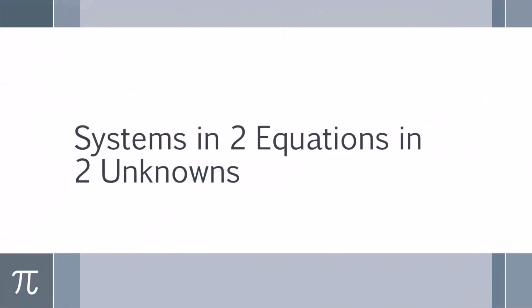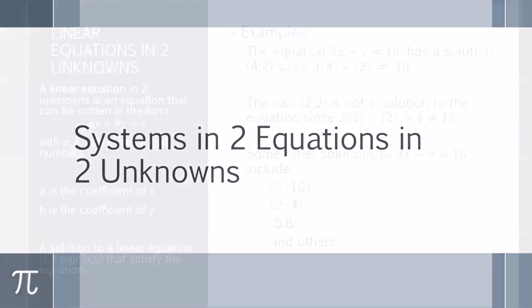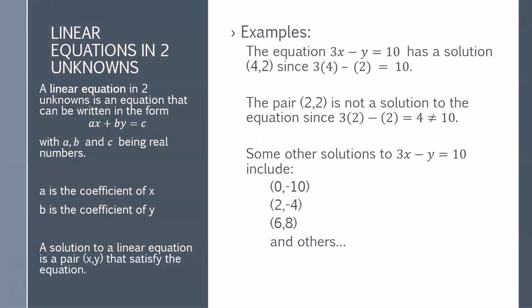Systems in two equations in two unknowns. A linear equation in two unknowns is an equation that can be written in the form ax plus by equals c, with a, b, and c being real numbers. A is the coefficient of x, b is the coefficient of y. A solution to a linear equation is a pair (x, y) that satisfies the equation.